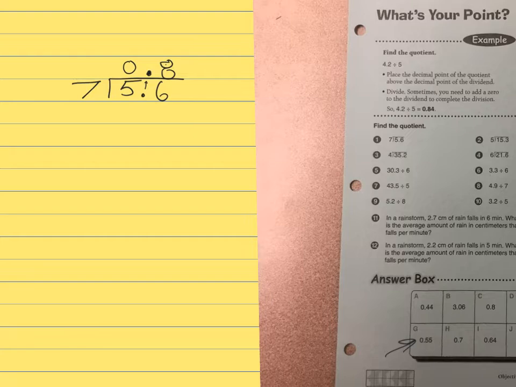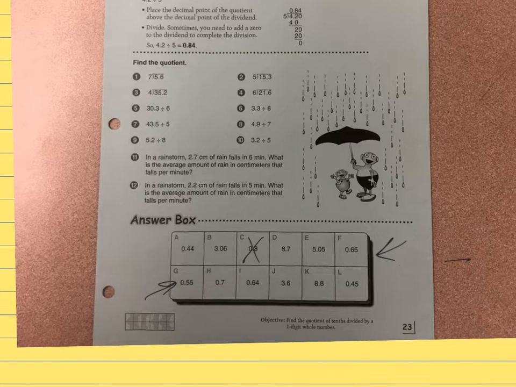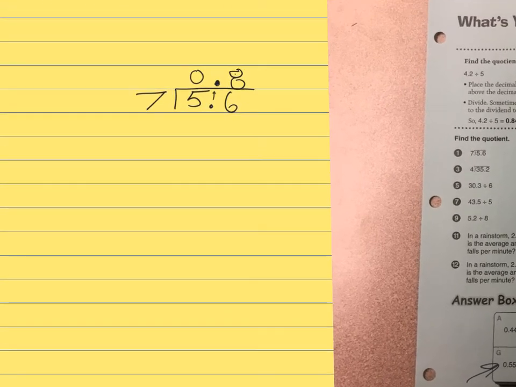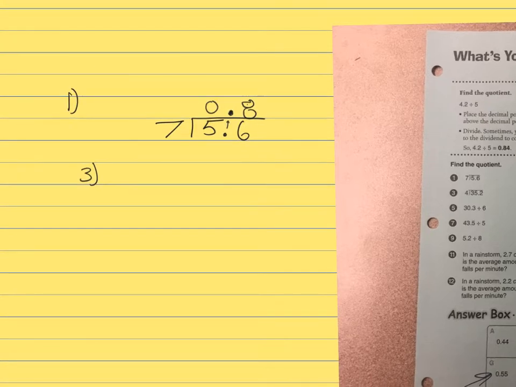All right, do I have a 0.8? Let's see, 0.8. There it is, 0.8. I'm going to cross that off. We're done with that one. Okay, so that's number 1. On my notes, I would write number 1. Now I'm going to do number 3. Okay, I'll do number 2. Getting ahead of myself a little. All right, we'll do number 2.